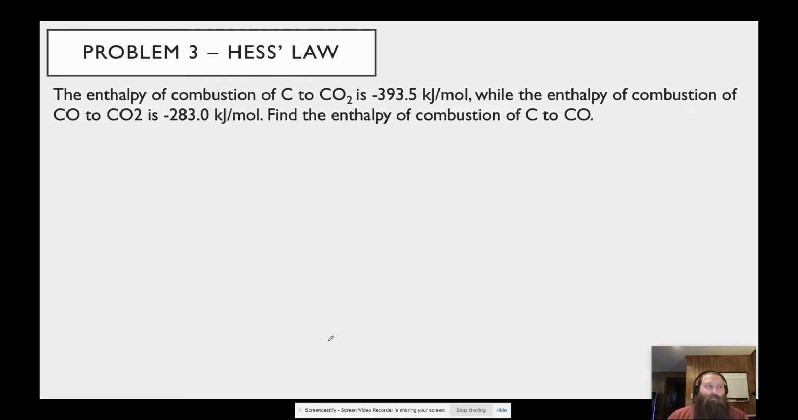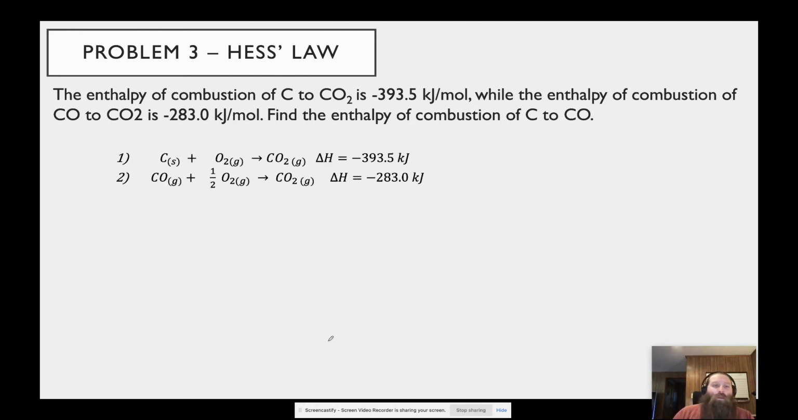So this is what they've given us, all right? Carbon as a solid plus O2, right? Because it says combustion to get CO2. So this is number 1, negative 393.5. The enthalpy of combustion, again, of carbon monoxide to CO2, right? Here's number 2, negative 283. So I have these two things.